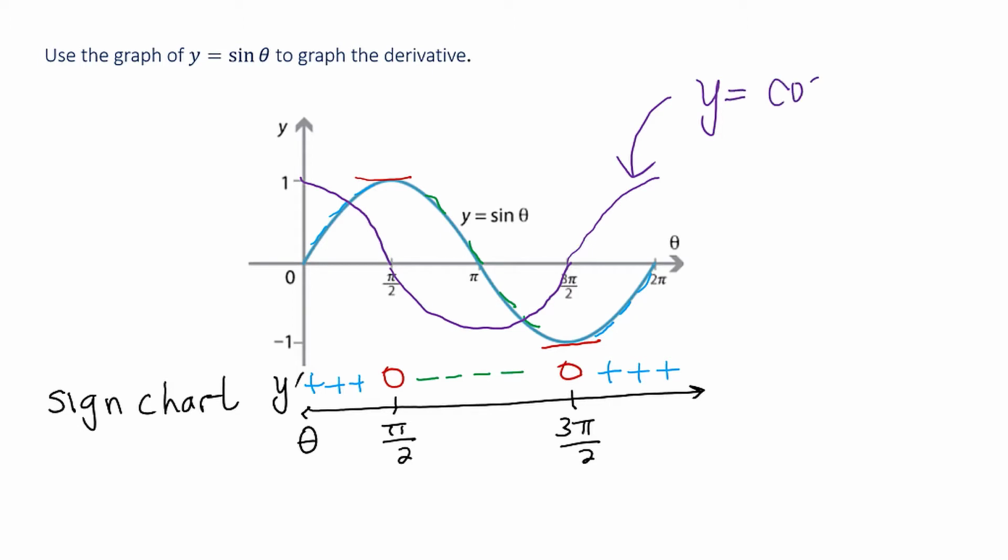What you see now is that the graph of the derivative of sine x gives us the graph of the cosine x function, one of your derivative properties. The derivative with respect to theta of sine theta is cosine theta.